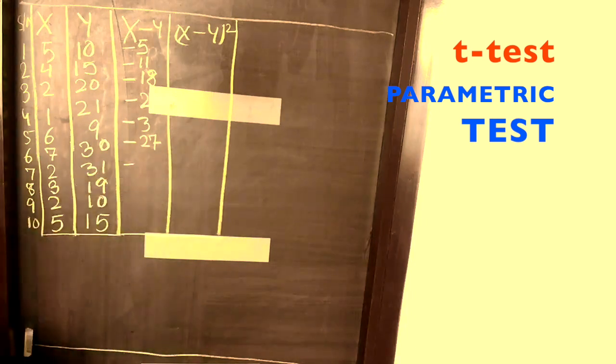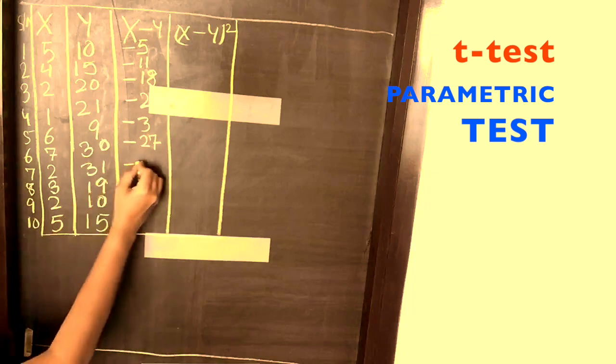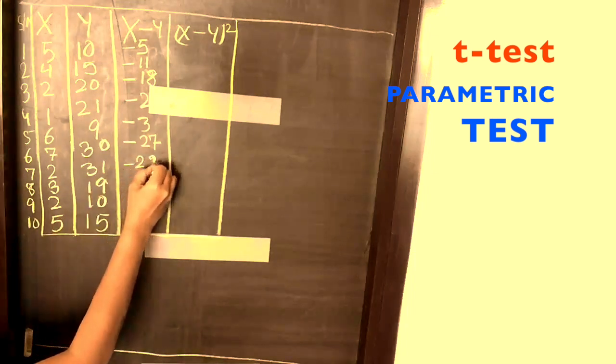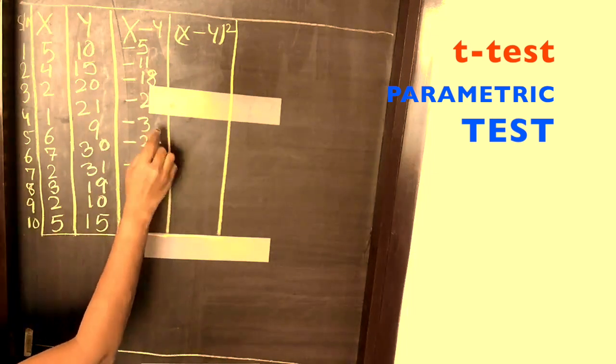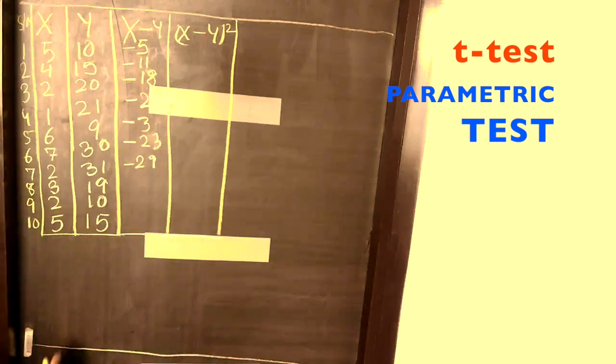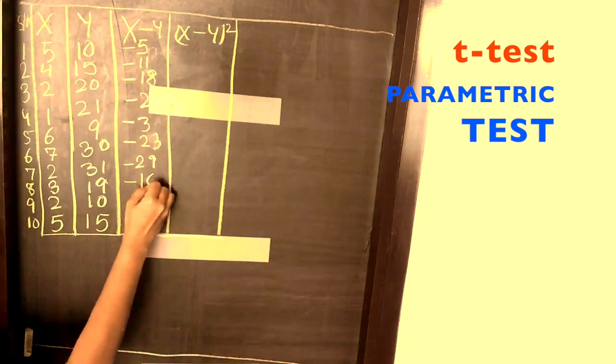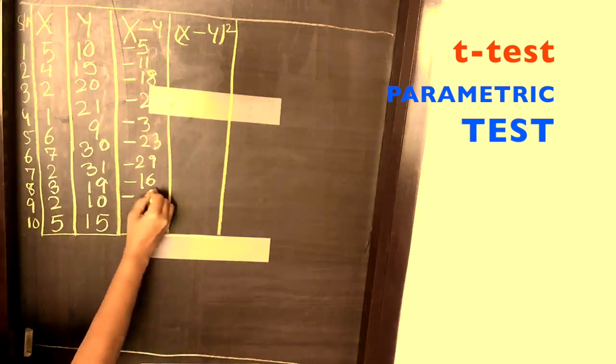Okay, and then we'll move forward to calculate the x minus y square variable. So these two are very important calculations that will be used when we'll do the final calculation of t-test.